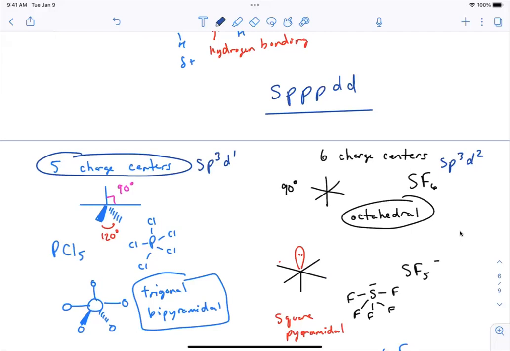So you have to ask yourself, how many single bonds and how many lone pairs do I have? That's how many hybrid orbitals I need to make, and that's what my hybridization is. That's what you want to focus on. If I have four bonds and two lone pairs, it's still six. If you had three bonds and three lone pairs, that's still six. Four sigma bonds and two lone pairs.